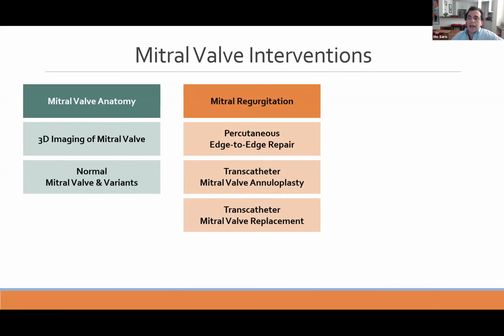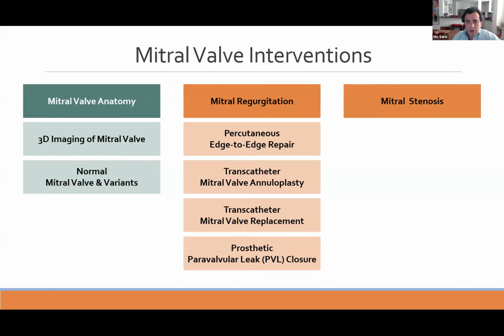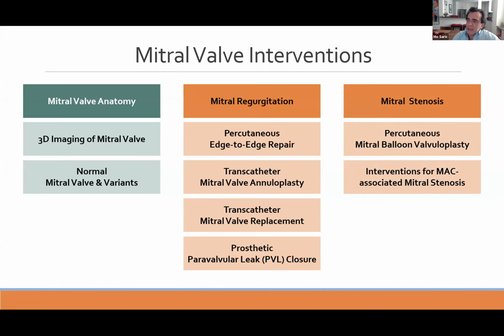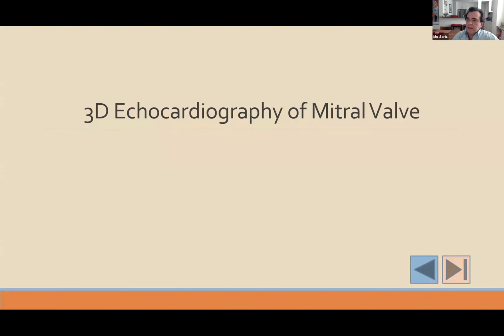And this, I mean transcatheter mitral replacement of a native valve, is separate from a surgical replacement of a surgical mitral valve in valve after a failure. And then also with mitral regurgitation, percutaneously, we can do prosthetic paravalvular leak closure. On the mitral stenosis side, we can talk about percutaneous mitral balloon valvuloplasty, as well as interventions for mitral annular calcification associated mitral stenosis, probably the most challenging form of mitral valve disease.